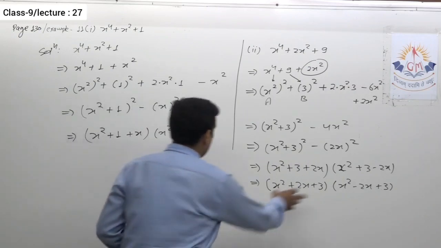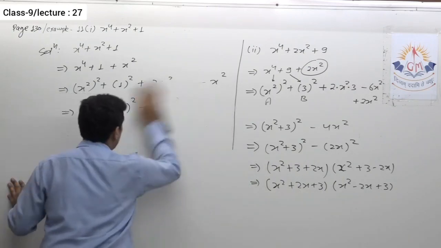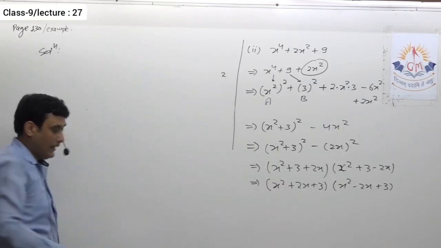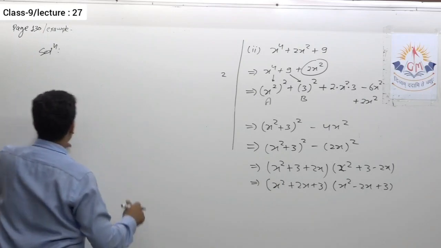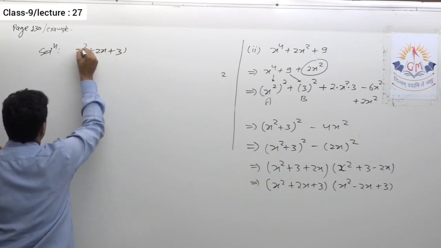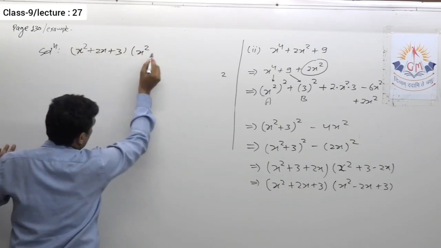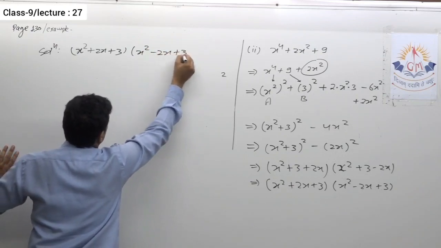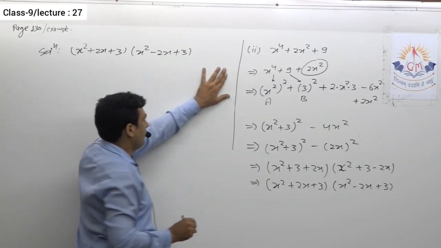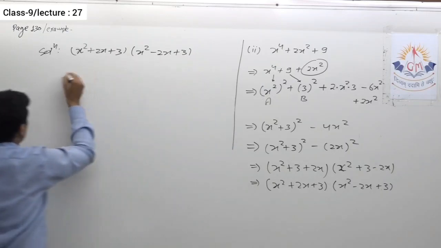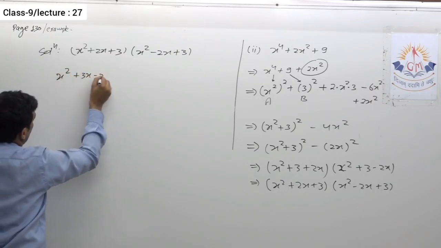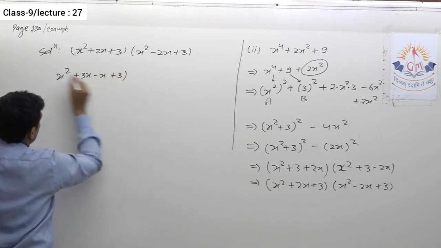Okay, now let us see whether it is possible to factorize this further or not. So here I have x square plus 2x plus 3, isn't it? x square plus 2x plus 3, x square minus 2x plus 3. Now here we have to find the factors of 3. There are 3 and 1 only, isn't it? Factors of 3 are 3 and 1. So here I write plus 3x minus x plus 3.